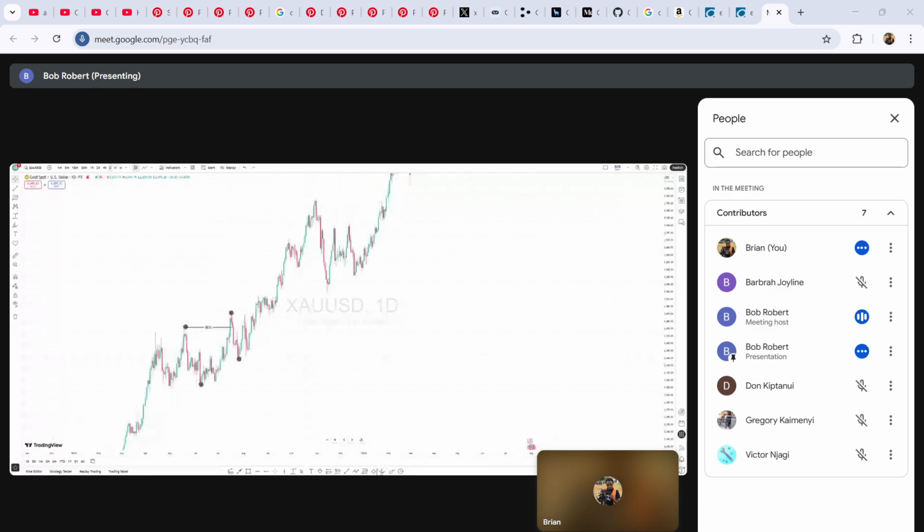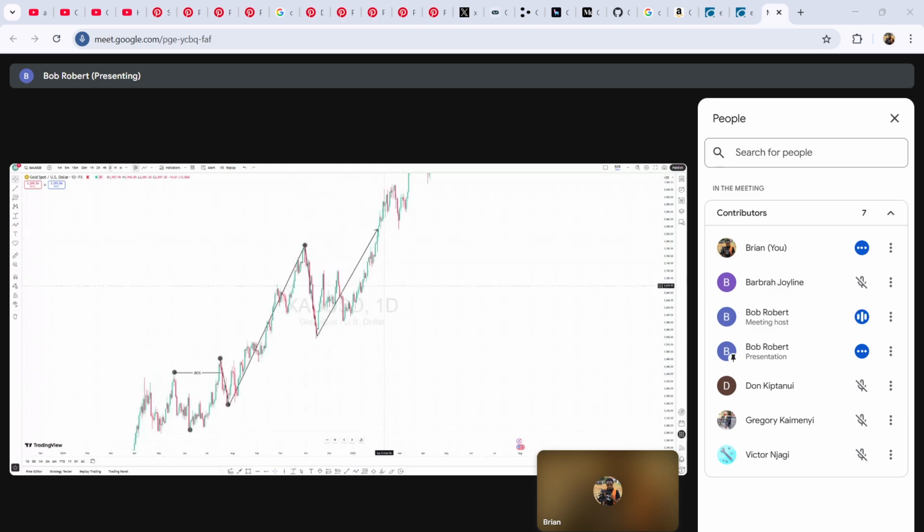Okay, then we got this move here. This is an entire impulse upper, then a correction here, then we got another break of structure up. So here, this is where we have the break of structure around this point here.